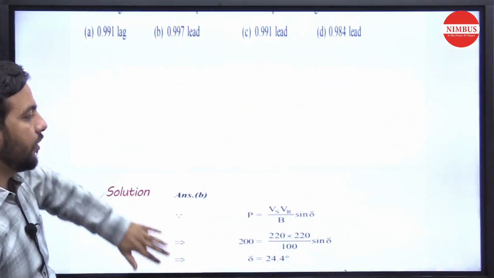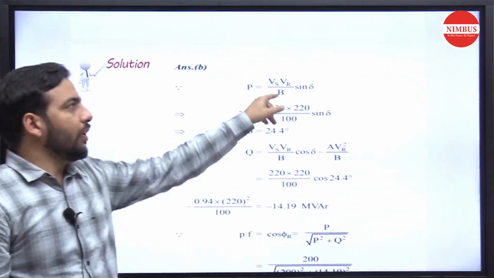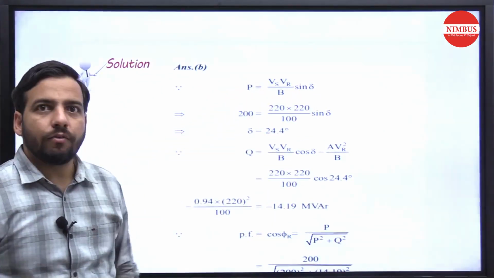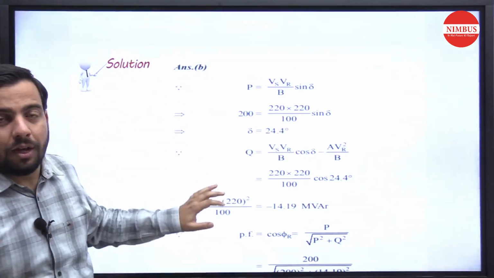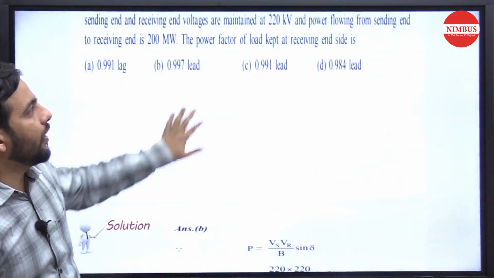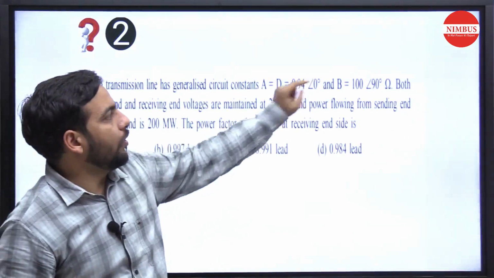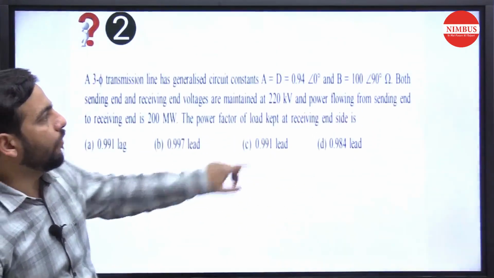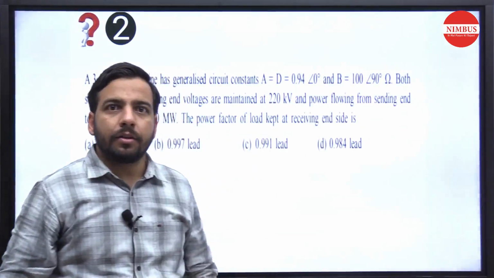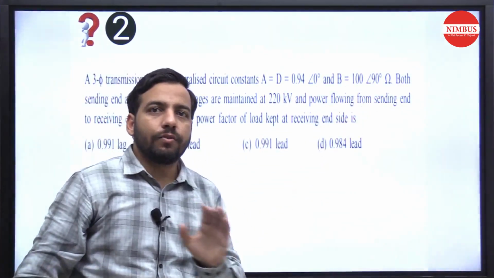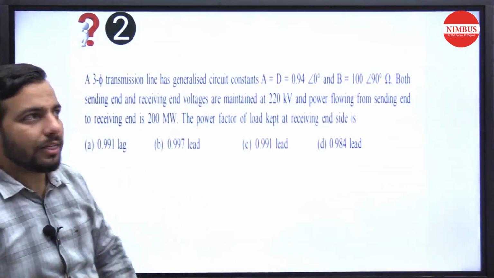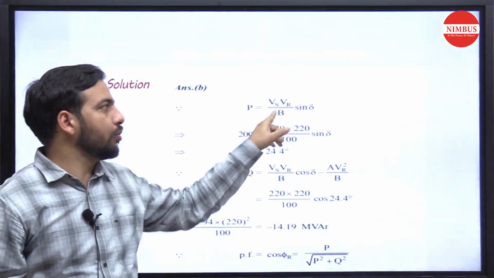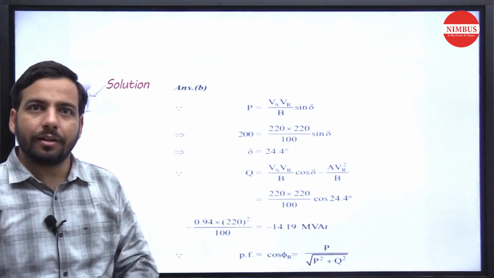Here is the solution. P is equal to Vs Vr upon B sin delta. From where is this formula derived? From that one, you have to put alpha equal to 0. So this formula will be there. For beta equal to 90 degrees, first of all you need to understand that this is a lossless line. For the lossless line the formula is simply P is equal to Vs Vr upon B sin delta.